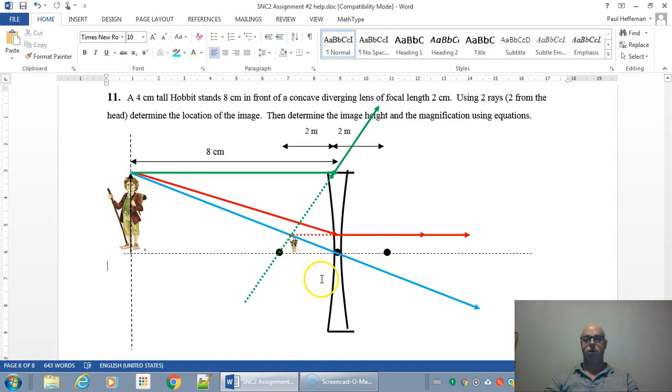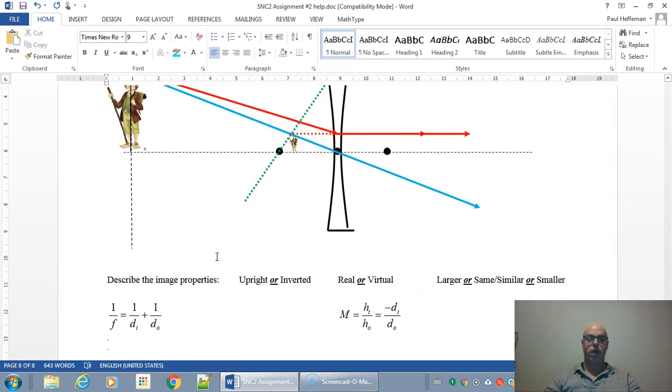It looks to be maybe 1/4 the size, and not even 2 centimeters away. Let's change these to centimeters. Now let's use the equation to find out where it's located.